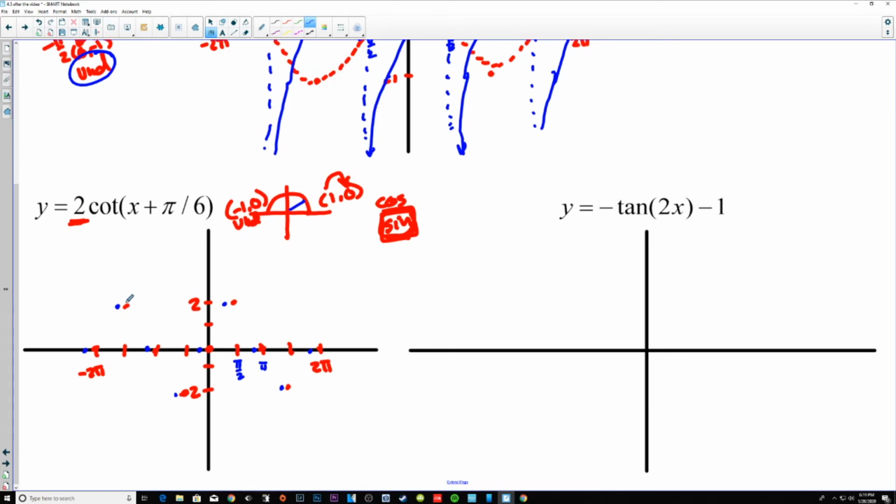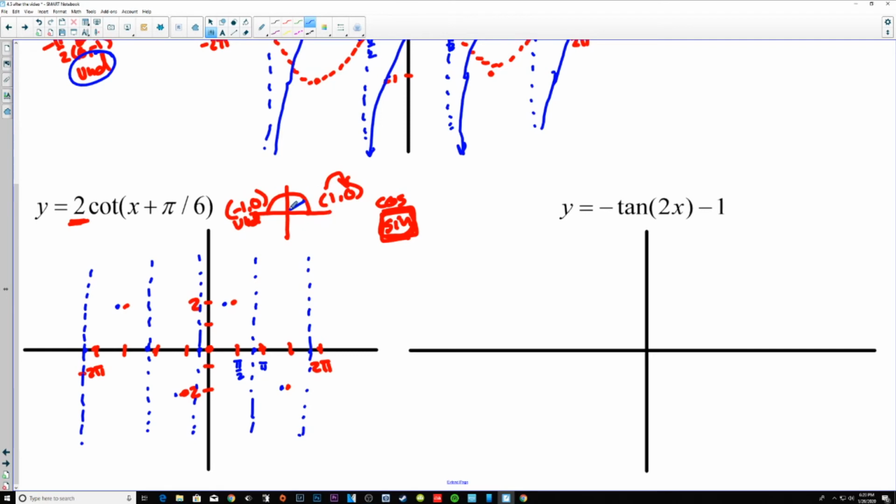Now, anywhere sine touches the midpoint, cotangent is going to have vertical asymptotes. So there's another one right here. Another one, and one more right there.